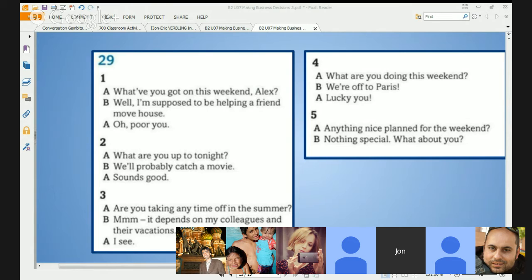Are you taking any time off in the summer? Are you taking any time off in the summer? It depends on my colleagues and their vacations. I see.